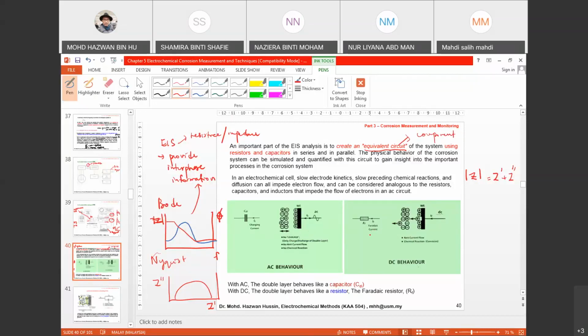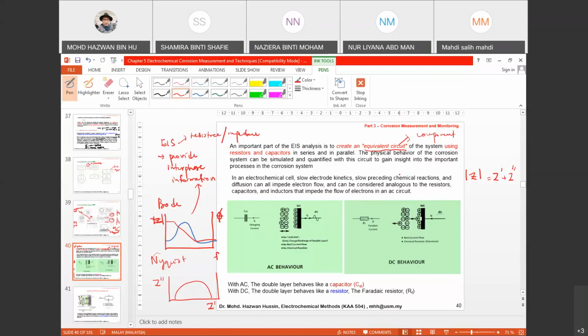As I said, we didn't actually do these things electrically, but the interface mechanism mimics electrical mechanism. That is why it needs to be fitted with an electrical circuit using resistors and capacitors in series and in parallel. The physical behavior of the corrosion system can be simulated and quantified with the circuit to gain insight into the important processes of the corrosion system.